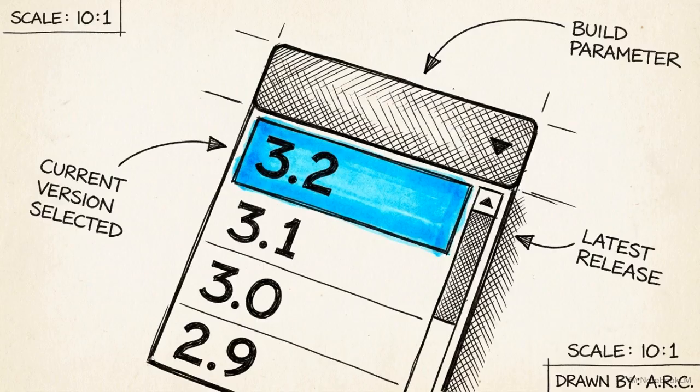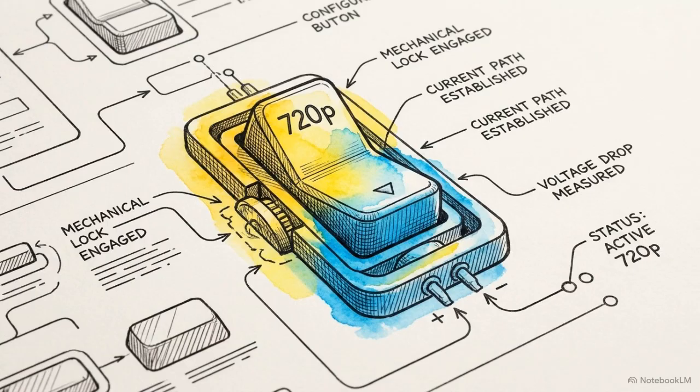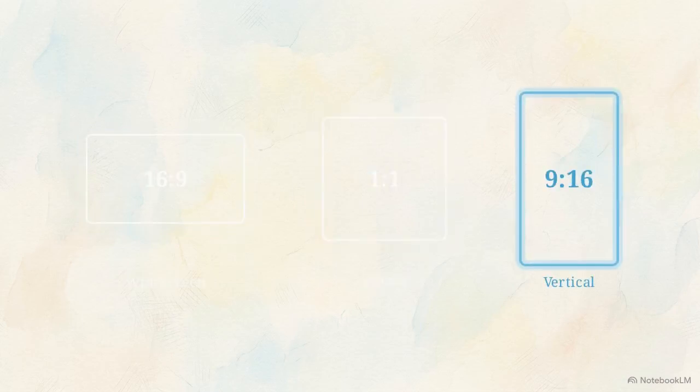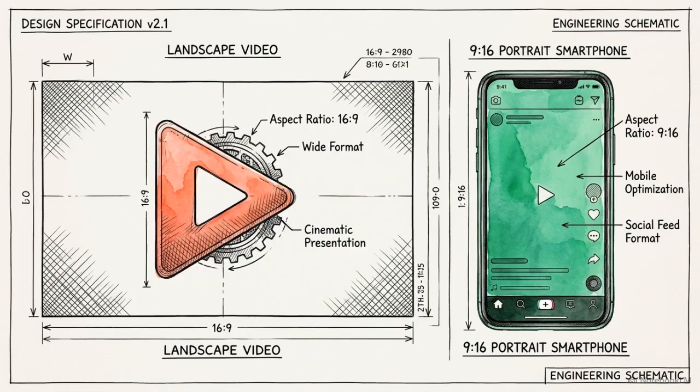The first step is to explicitly select the version 3.2 model architecture from the drop-down list to ensure you are using their most capable engine. Next, we configure the foundational output settings. Set your baseline resolution to 720p. Then, match the aspect ratio to your distribution platform. Select the wide format for a standard YouTube video or the vertical format for a short or reel.